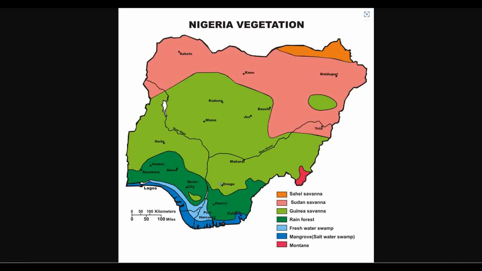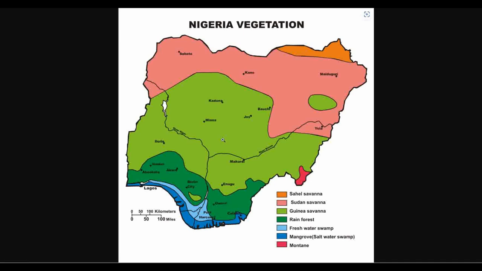So what you find here will give you the Southern Guinea savanna. And mind you, also you have Enugu here. Enugu is also part of the Southern Guinea savanna. Then you have the Northern Guinea savanna, which would include Kano, Sokoto states here. So you can consider this Guinea savanna to have the southern and the Northern Guinea savanna.